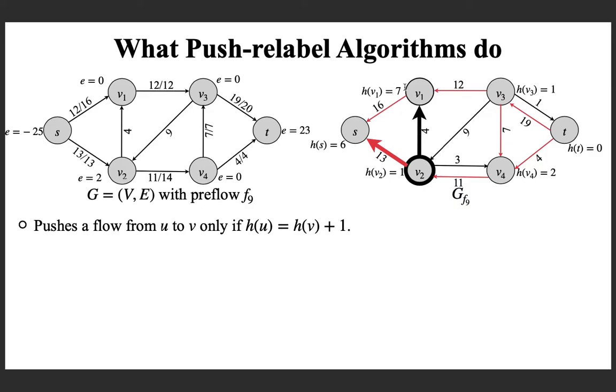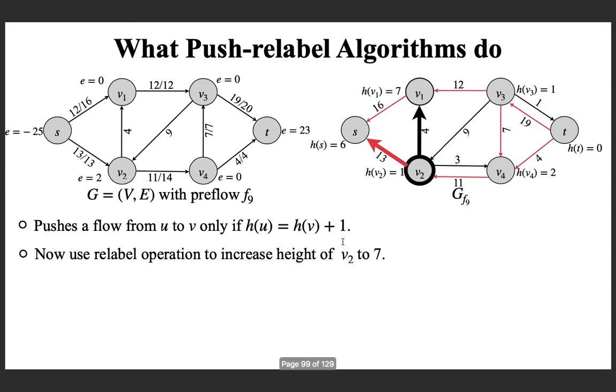One is having the height 7, the other one is having the height 6. So the minimum is height 6. So I will make the height of this 1 more than the height of S. So I am using relabeling to make the height of V2 7. So it becomes 7.